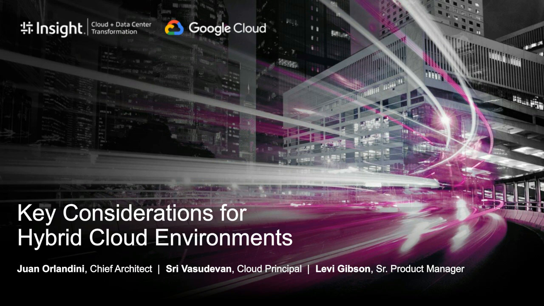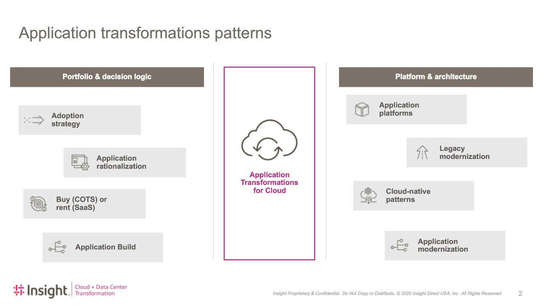So speaking of which, let's get into some of the design steps that you need to take. First and foremost, you really need to take a look at the portfolio and decision logic for how you go about doing a transformation. So you have to understand what your adoption strategy is of hybrid structures, on-premises structures, and public structures.